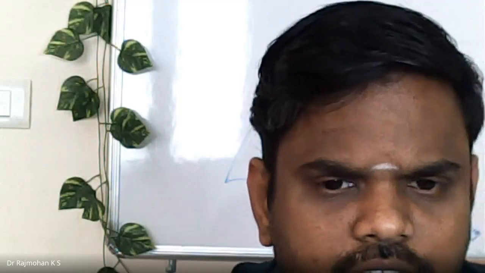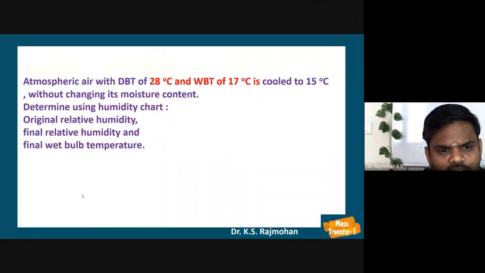Next, an atmospheric air with dry bulb temperature of 28 degrees Celsius and wet bulb temperature of 17 degrees Celsius is cooled to 15 degrees Celsius without changing its moisture. Please make use of the humidity chart to determine the original relative humidity, final relative humidity and final wet bulb temperature. Okay, so how to do that?